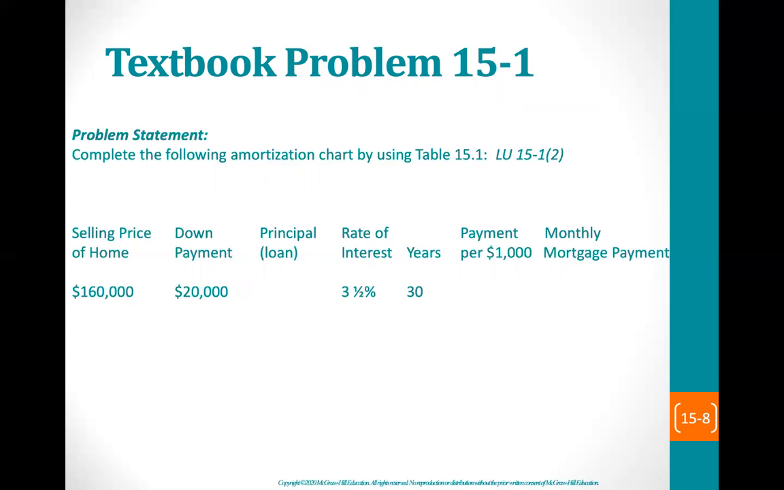This is a much lower interest rate than what we just saw. So if the selling price was $160,000 and he put $20,000 down, then the loan amount is $140,000. Payment per $1,000: take the $140,000 and divide it by 1,000. Go to your table lookup and look up 3.5% at 30 years. So you get your table lookup of $4.50. $4.50 times 140, his monthly mortgage payment is only $630. Big difference compared to the example we just saw.